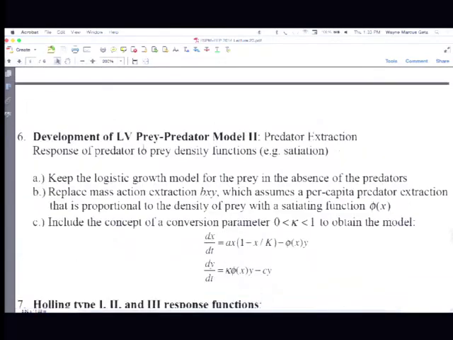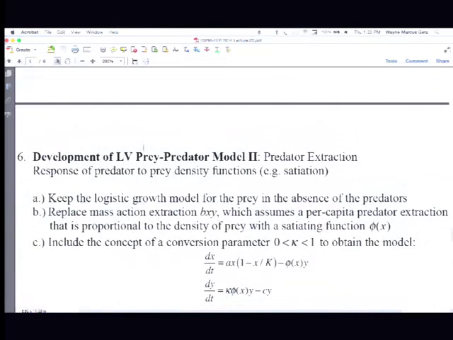Okay, so let's go to the next thing we can do. The next thing we can do over here is to say that we assume that the mass action assumption is not a good assumption because it's some kind of satiation. So let's talk about satiation. So I'm going to put in a satiation function, phi of x. Okay, and we'll see what we think satiation functions might look like.